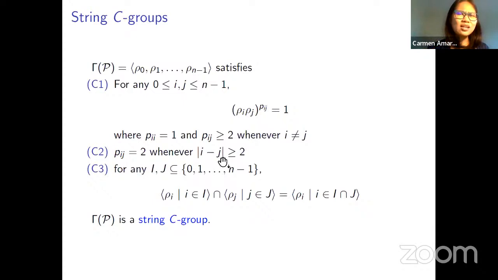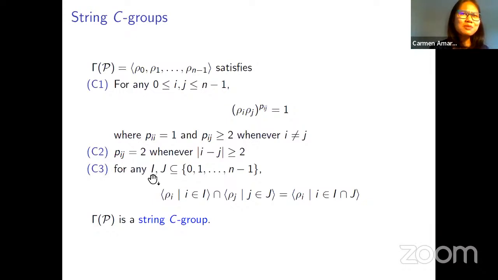If i and j are consecutive, so let's say j is i plus 1, then our p_ij can be any integer greater than or equal to 2. So it's possible for that to be greater than 2. And then we have an intersection condition, C3.